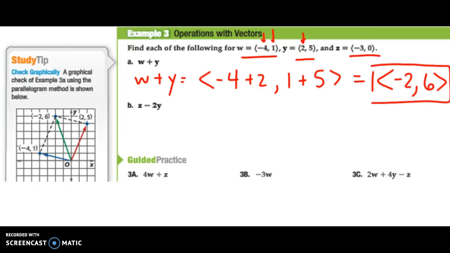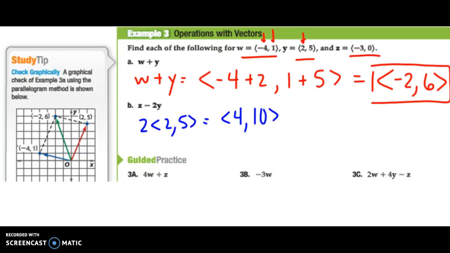Now letter B, z minus 2y. So first I need to find what 2y is, right? So that's 2 times the components 2 and 5. So really, 2 times 2 is 4, and 2 times 5 is 10. So this is what 2y is right here. And so now I can take z minus that.